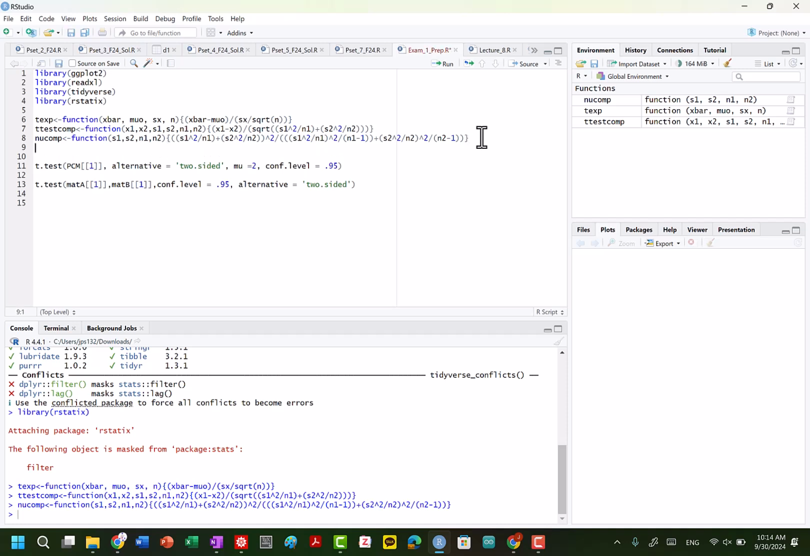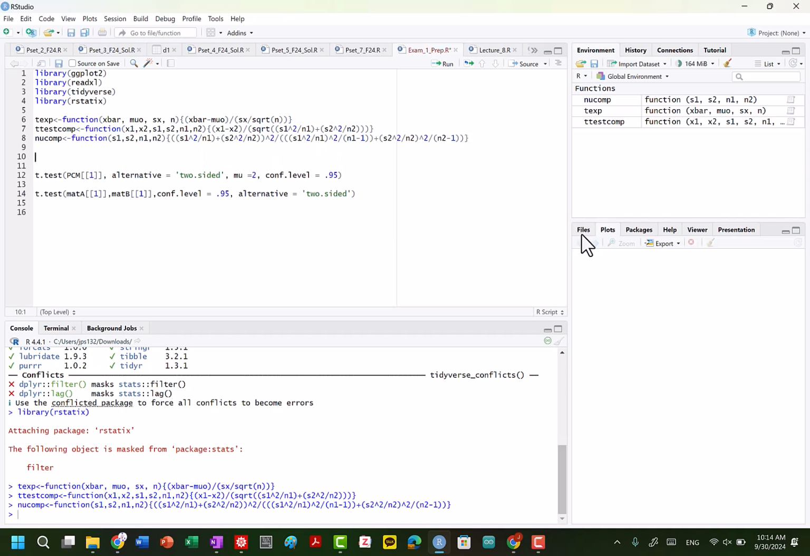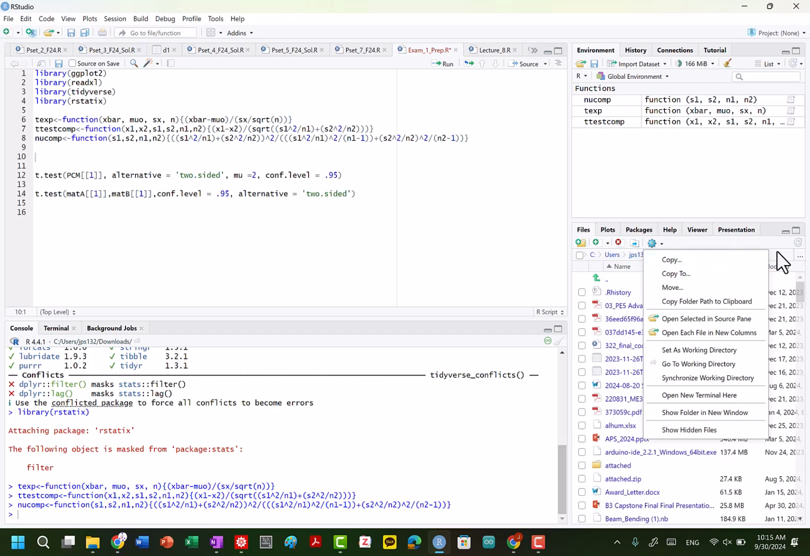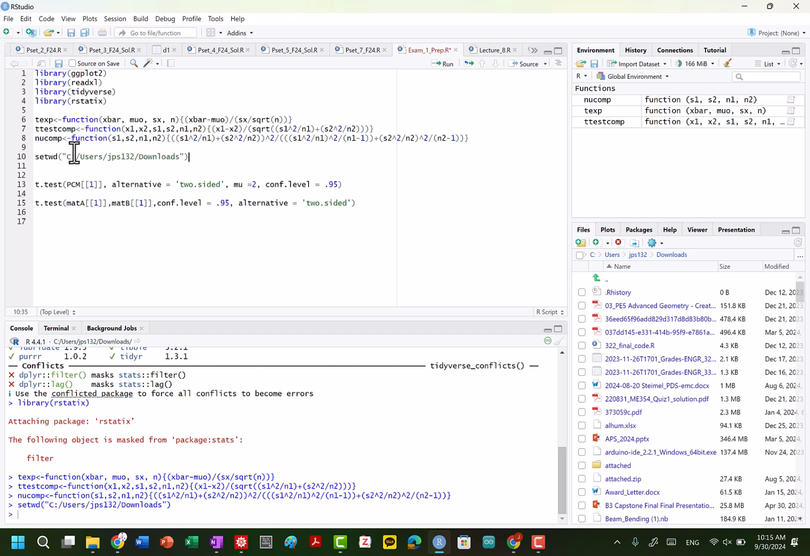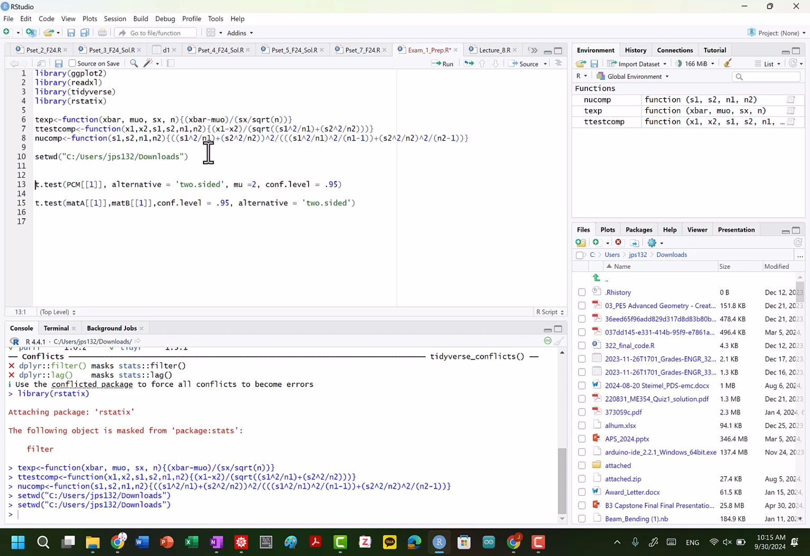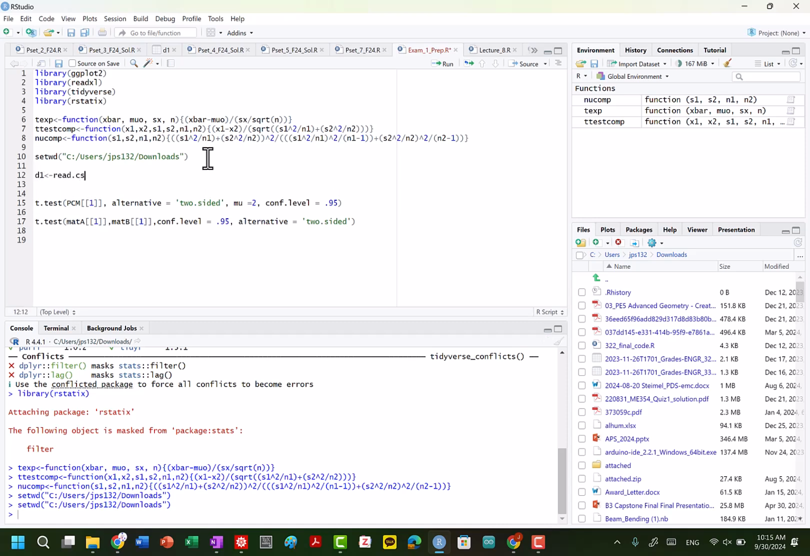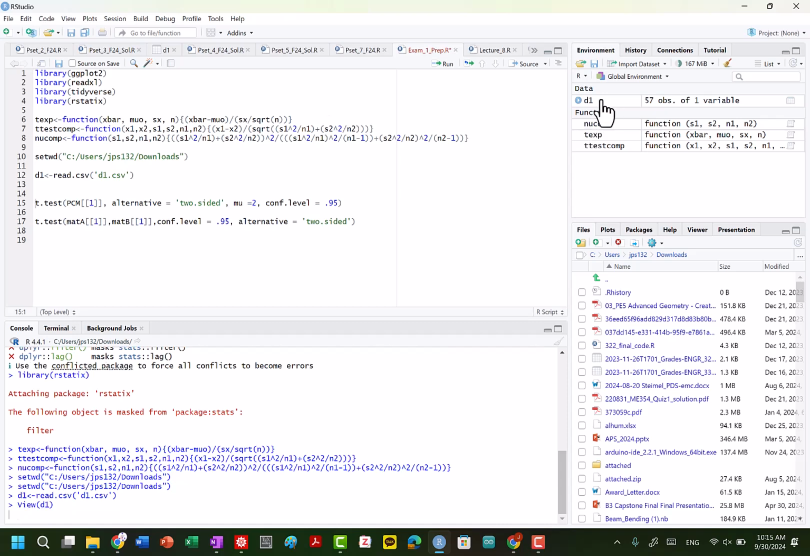And now we're also going to go to files. We're already in downloads, which is great. We're going to set our working directory. I'm going to copy this and put it here. And now we're going to do D1. We can do read.csv, and then we'll do D1.csv. Hopefully that's correct. Let's read that in. Excellent. We can look at that data set.